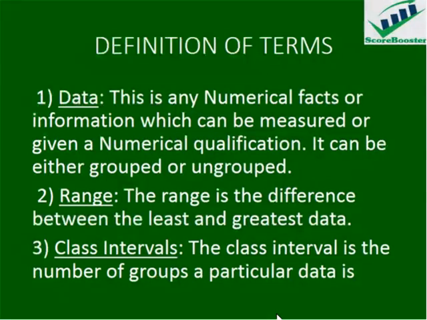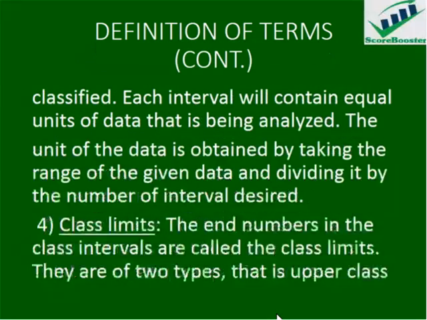The class interval is the number of groups a particular data is classified. Each interval will contain equal units of data that is being analyzed. The unit of the data is obtained by taking the range of the given data and dividing it by the number of intervals desired. Class interval means the interval that will be between your class.